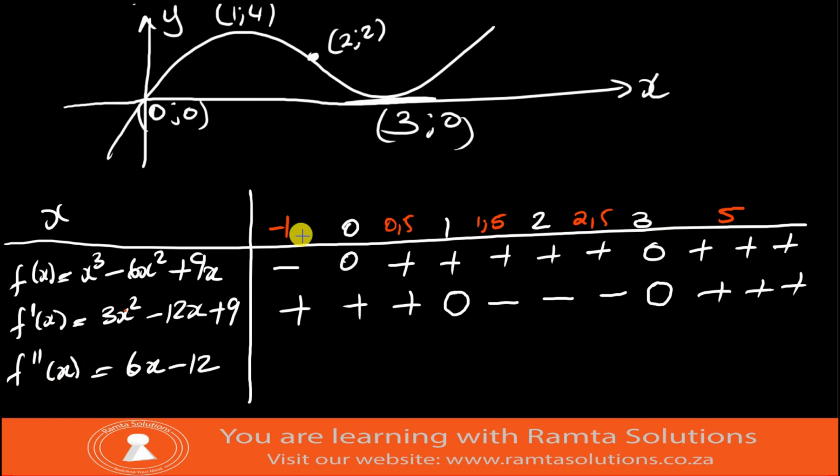Now, let's substitute these very same values into f double prime x. When x is -1, 6 times -1 is -6 minus 12, it's a negative. 0 times 6 minus 12, it's negative. 0.5, it's still a negative. 1, it's still a negative. When it's 1.5, it's still a negative. When it's 2, we get a 0. When it's 2.5, greater than 2, we get a positive. When it's 3, we still get a positive.